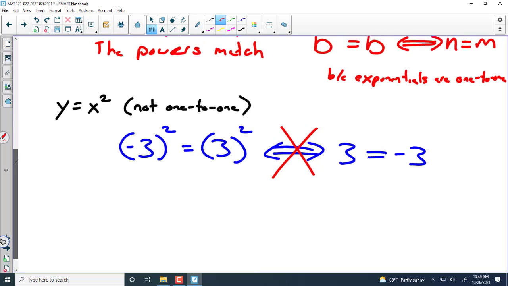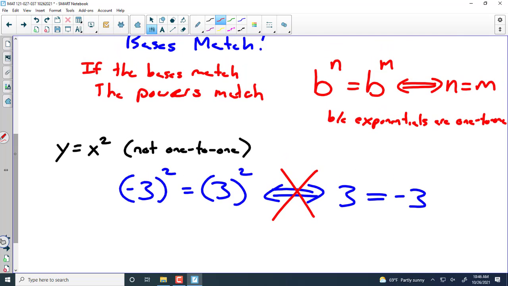But here, there's no way that if these are equal, the n and m can be different because exponentials are 1 to 1. So that's sometimes a rule that people just kind of let slip by and they don't really think about it. But the reason we're allowed to say this is not because you can always say things like this. You can only say that because exponentials are 1 to 1 functions.